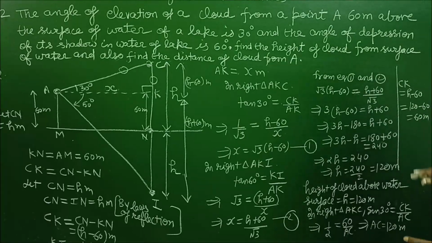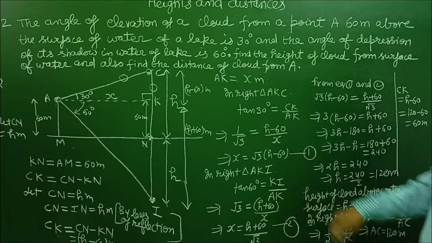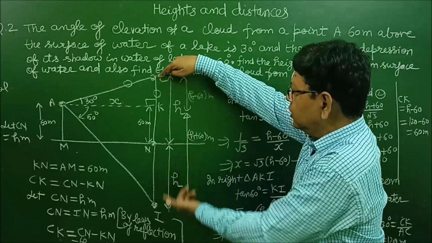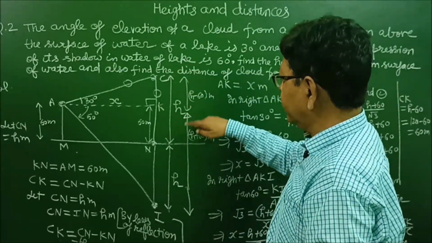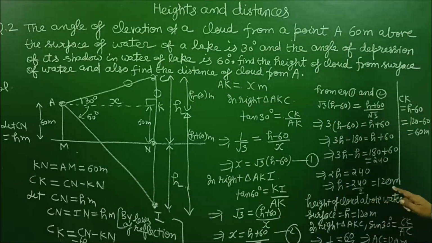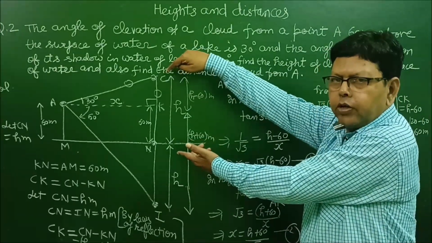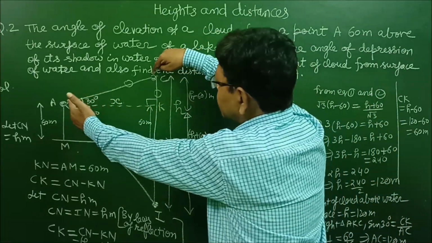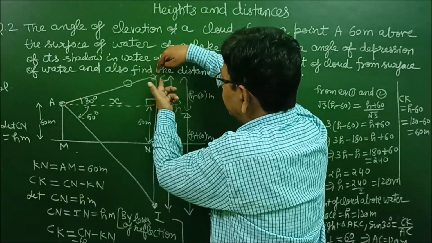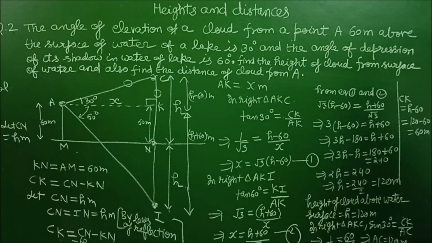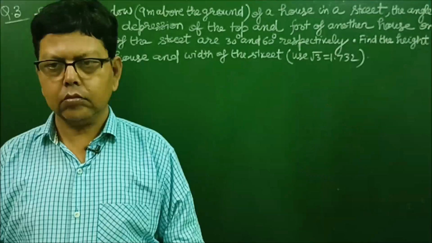So both the answers are 120 meters. The height of the cloud above the water surface is h, and h we have calculated is 120 meter. So the height of the cloud above the water surface is 120 meter, and the distance of the cloud from the point A, that is AC, is also equal to 120 meters. So this is the complete solution of this question.